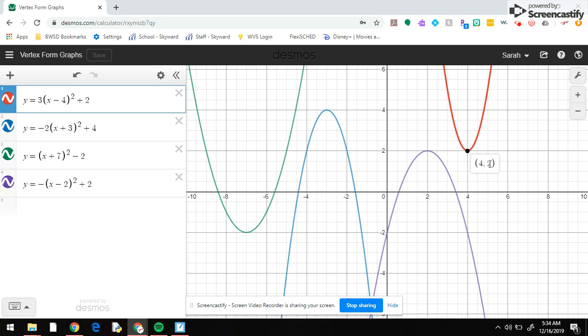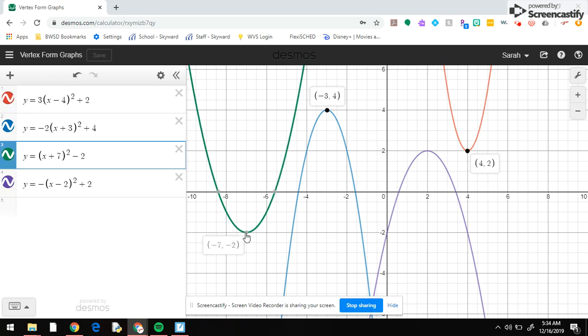And I want you to take a look at the vertex. See what you can pick up on. And then this next graph here in blue, I want you to look again at my vertex. Let me see if I can get both on the screen. There we go. So the graph in blue, we have an h value of 3 and k value of 4. Here's our vertex. In green, h value of 7, k value of -2. There's our vertex. And the purple graph, we have an h value of -2 and a k value of +2.